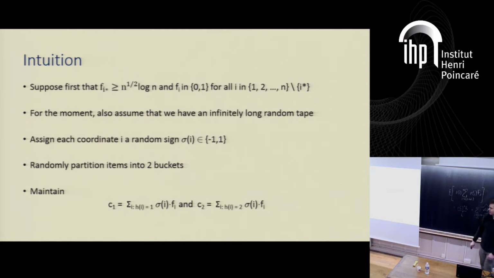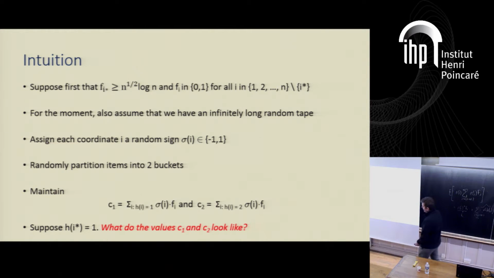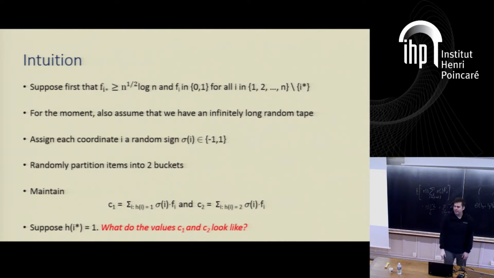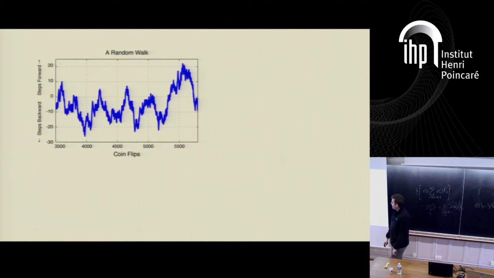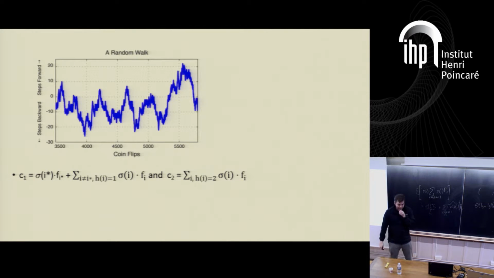Okay? So my question is, let's suppose that the single heavy hitter i star we're trying to find lands in the first hash bucket. What do the values C1 and C2 look like as the stream evolves? So here I've drawn an unbiased random walk. At each step, I go up with probability 1/2. Each step, I go down with probability 1/2. Up by 1, down by 1. So I claim these counters basically look like random walks, unbiased random walks.